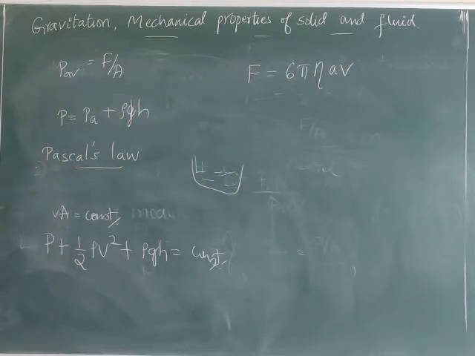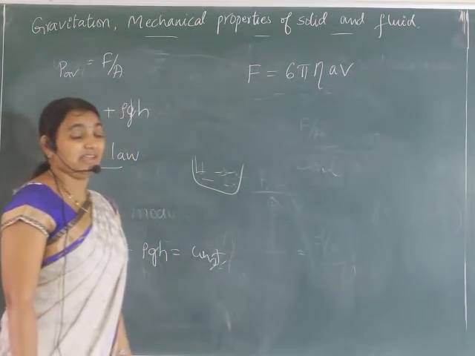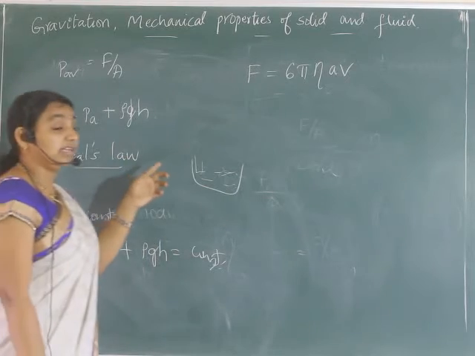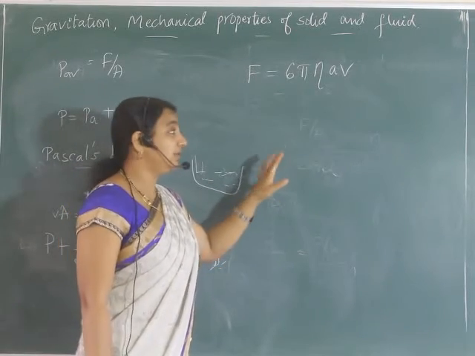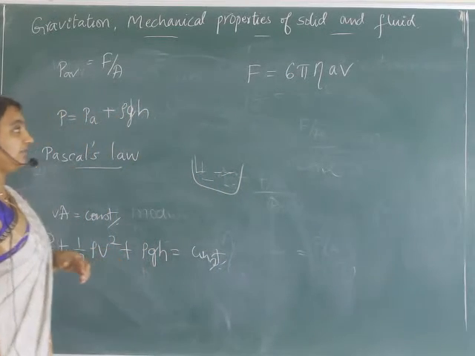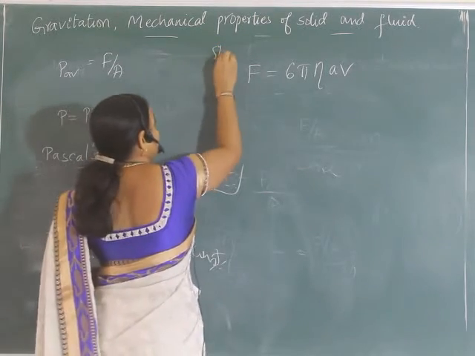Force on a sphere of radius r moving with the velocity v in a fluid is F is equal to 6 pi eta a v. This is the expression which you have used in the experiment. Remember that experiment with the sphere what you have done. That is F is equal to 6 pi eta a v. This is nothing but Stokes' law. Which law it is? Stokes' law.